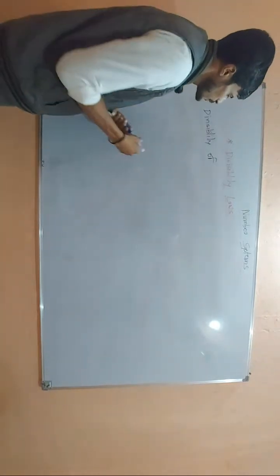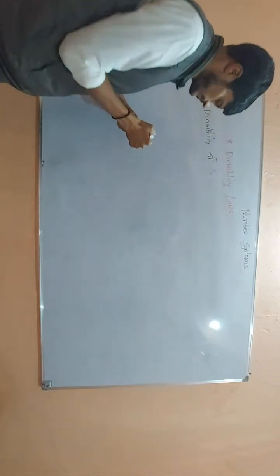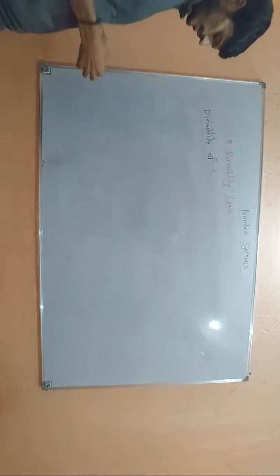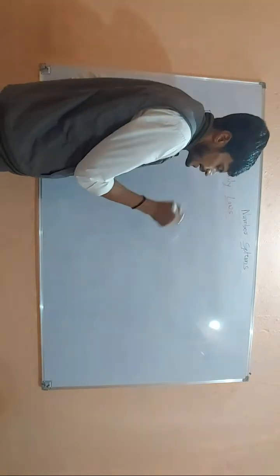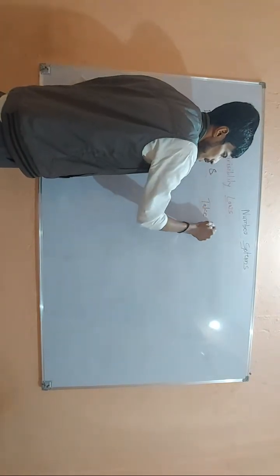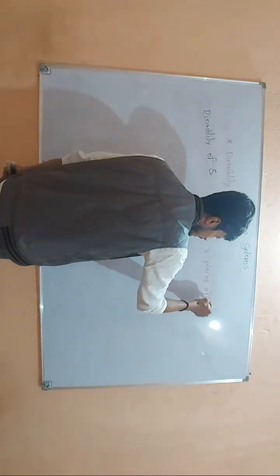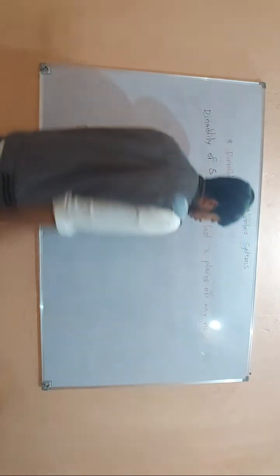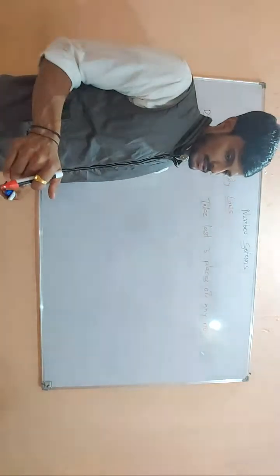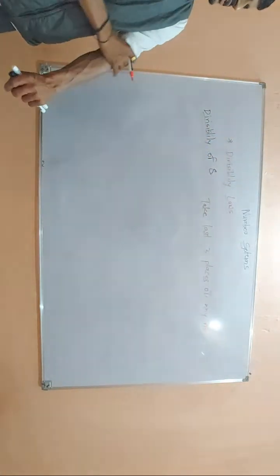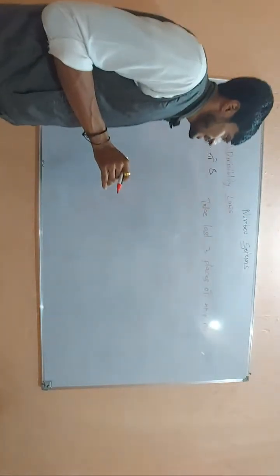Fine. Then next one, divisibility of 8. So what is the divisibility of 8? Simply what you have to check here, in the case of divisibility by 8, take the last 3 places of any number. Take the last 3 places of any number and check whether that last 3 placed number is divisible by 8 or not.